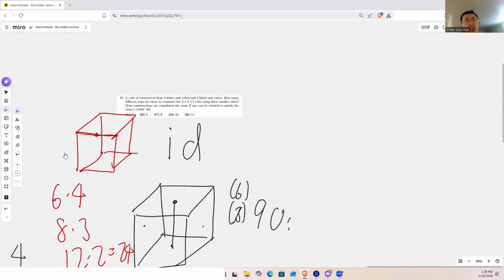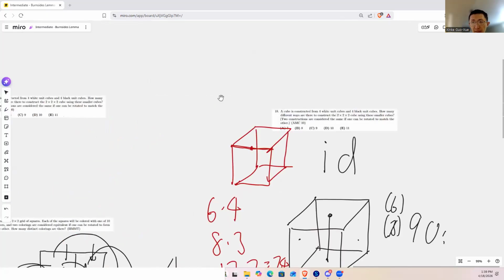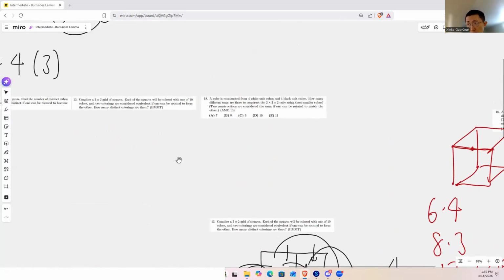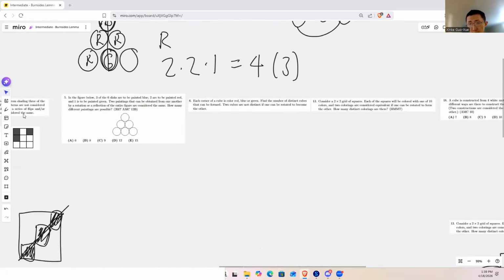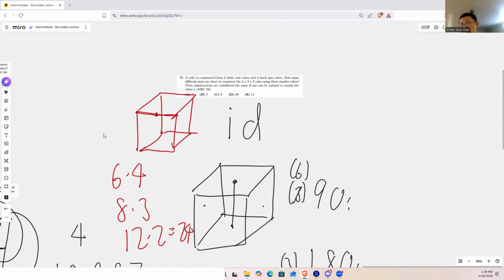So let's see. This time we have a fixed number of white and black squares. It's not just that every square can be any color. And we had the same thing with this AMC 12 problem too. Well, the identity fixes 8 choose 4 of them, all of them.